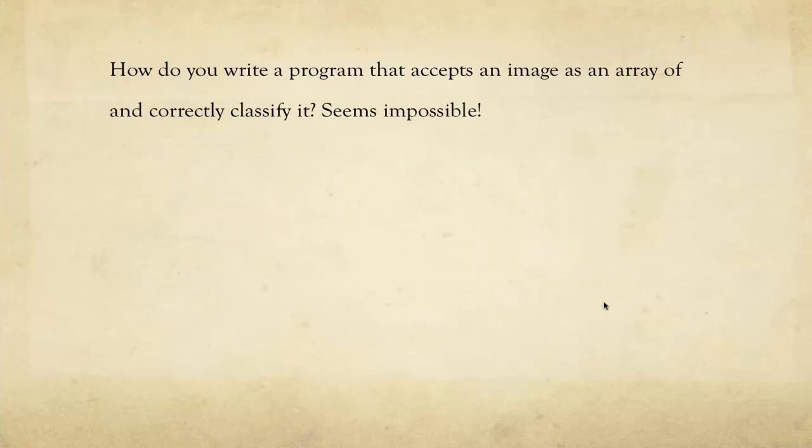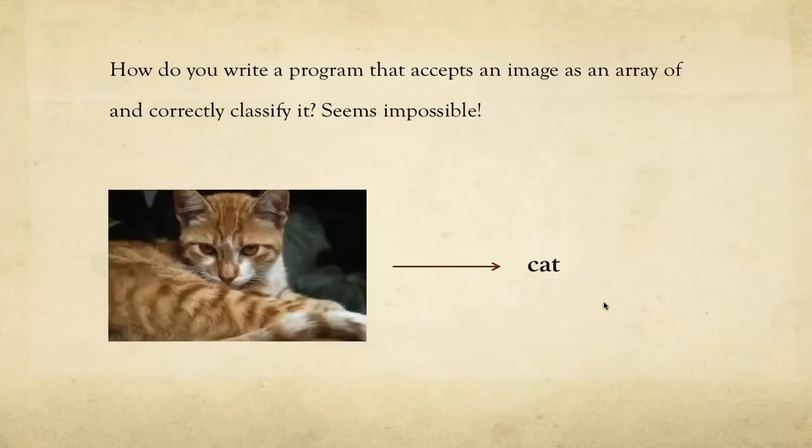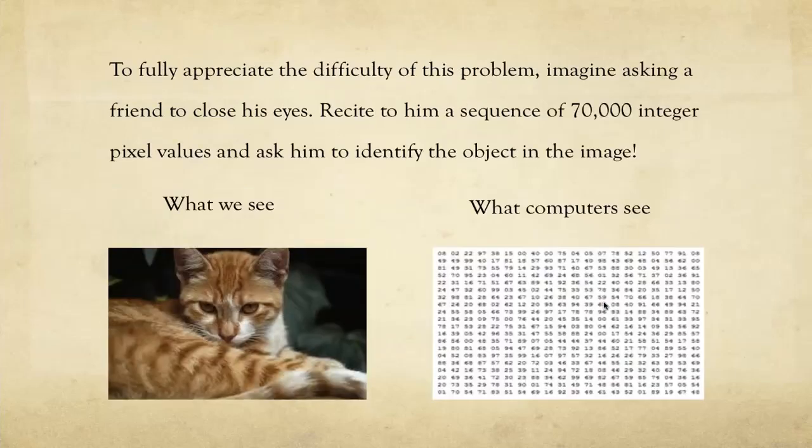Okay, so how do we write a program that accepts an image as an array of pixels and classify it correctly? It seems almost impossible. To really appreciate this problem, we are hardwired to look at a picture and be able to interpret it, but the computer only has at its disposal the pixel values, which are a bunch of numbers. Imagine trying to recite a list of numbers to someone and expect them to be able to identify the object from those pixel values. So this is a really hard problem.